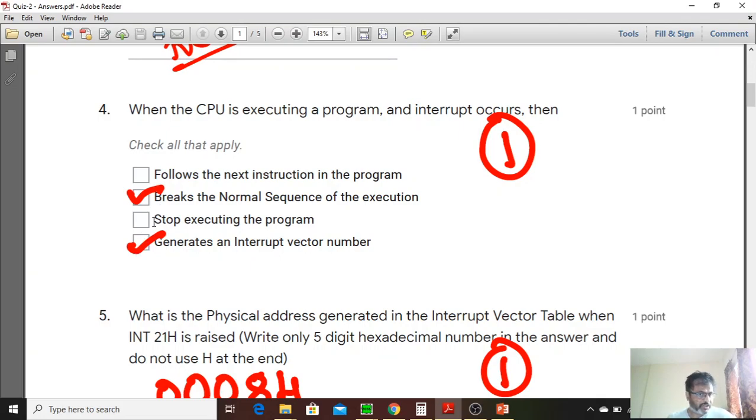Third option is wrong: stop executing the program. No, it doesn't stop. Fourth option is correct. That means it generates an interrupt vector number. So the answer for this question is multiple answers, that is option 2 and option 4. Right? Okay. So hope this answer has clarified everything.